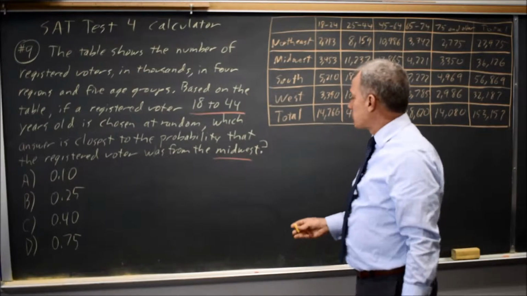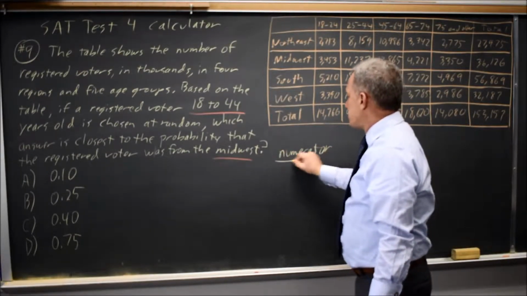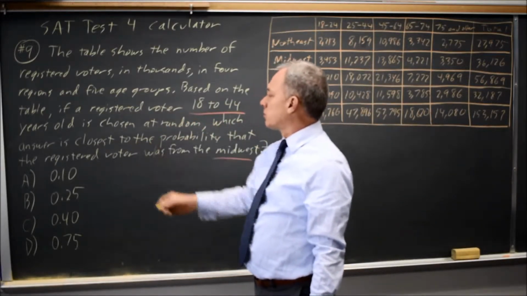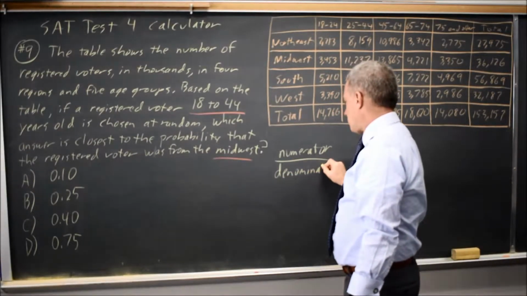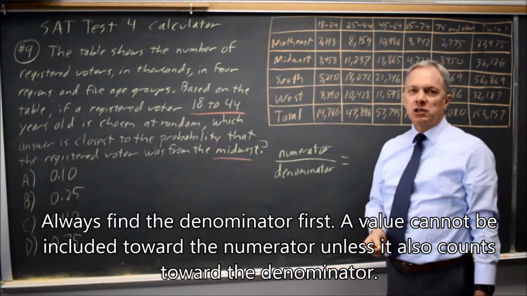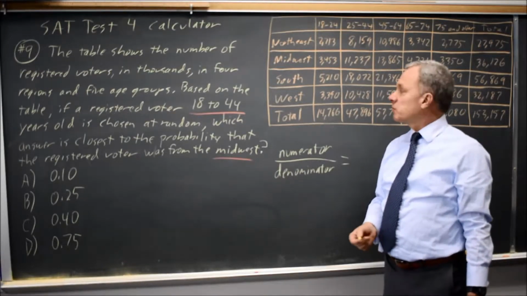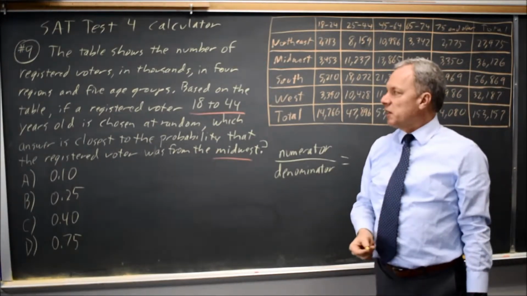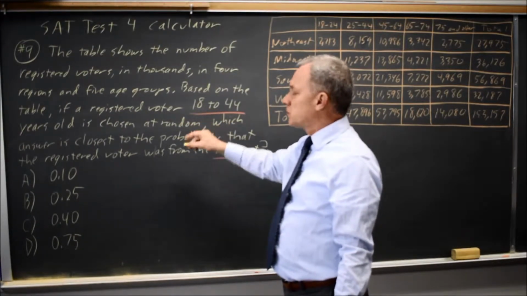As always with two-way tables, we're going to look for a numerator, which is the individuals who could be chosen who count toward the probability we want, and a denominator, which is all individuals who could be chosen based on the wording of the question. You have to read these very carefully because they change the wording around, so they might want one or more columns, one or more rows, or the entire table. In this case, they said if a registered voter 18 to 44 years old is chosen.